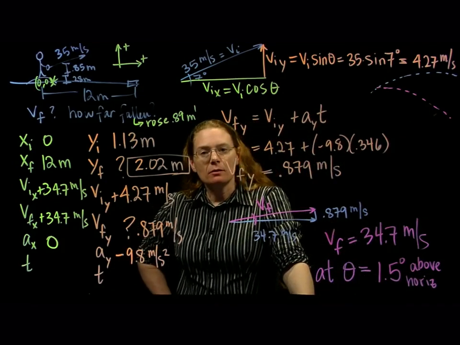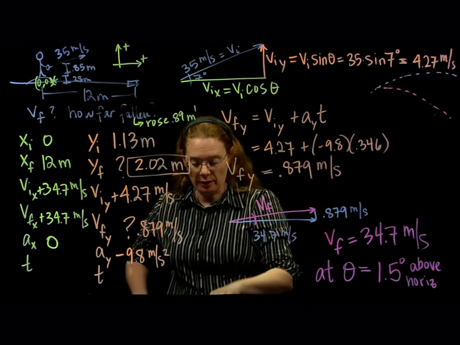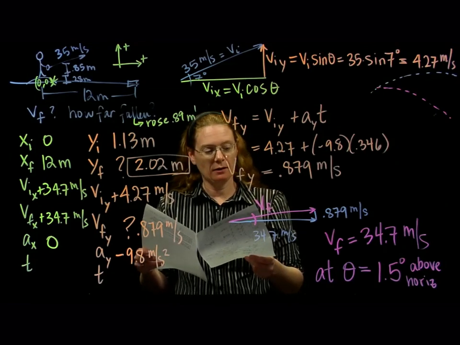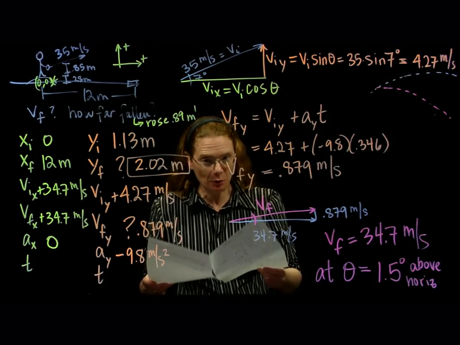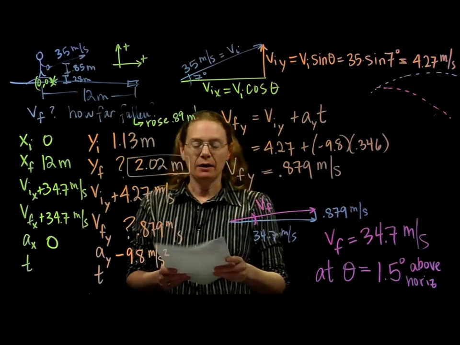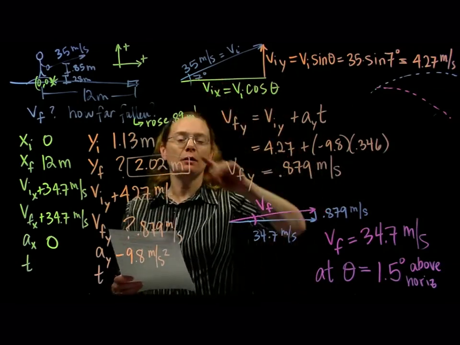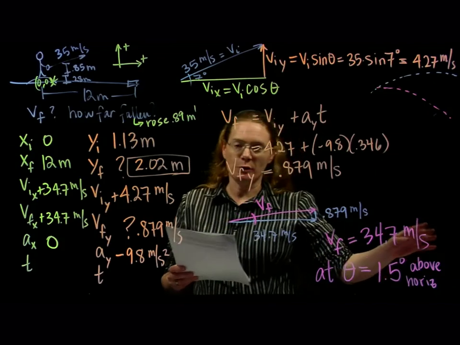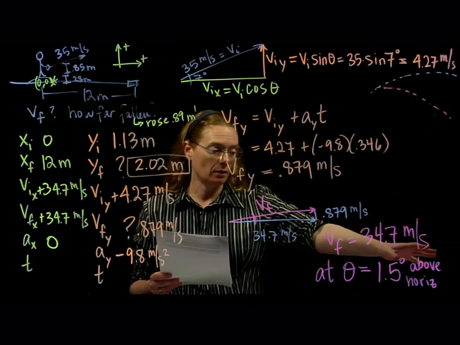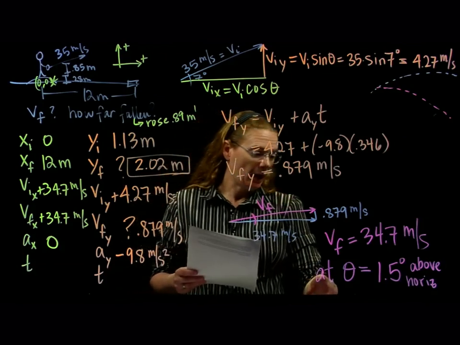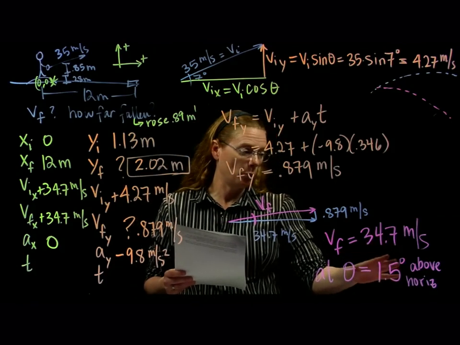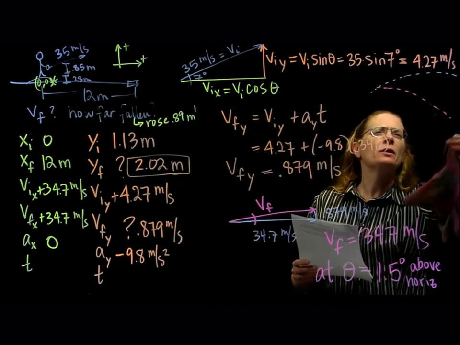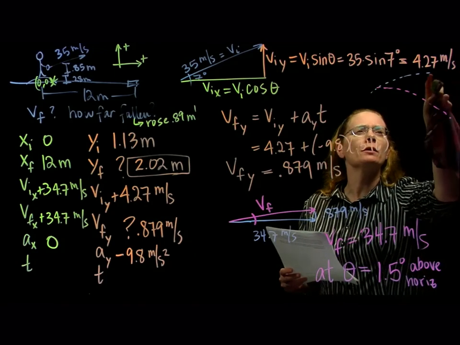Last one with the horizontal pitch, v final was 35.2 meters per second at 5.5 degrees below horizontal as we were going down. Here, with a 7 degree upwards pitch, we are at 34.7 meters per second. That's our total speed over home plate, at theta, 1.5 degrees above horizontal. We're still going up very slightly, so I would have to cut it off like there.